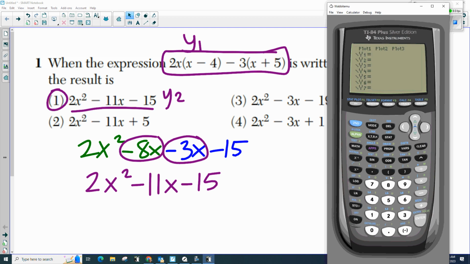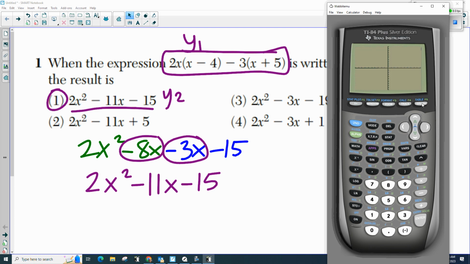So go to y equals, I'm going to put in the question, 2x, type it exactly as it looks. The x minus 4 is in parentheses. Then I have -3 parenthesis x plus 5. Okay, and now I'm going to put in the first answer choice, 2x squared minus 11x minus 15. Okay, pause the video now, and you should take the time to put those into your calculator, and then what do you notice?